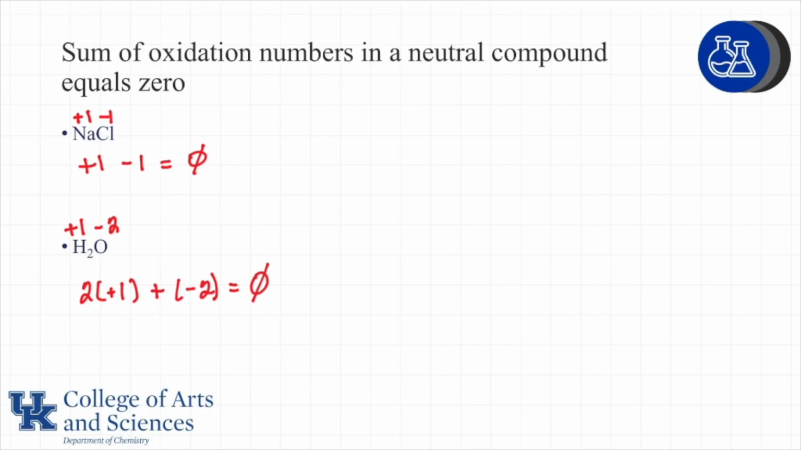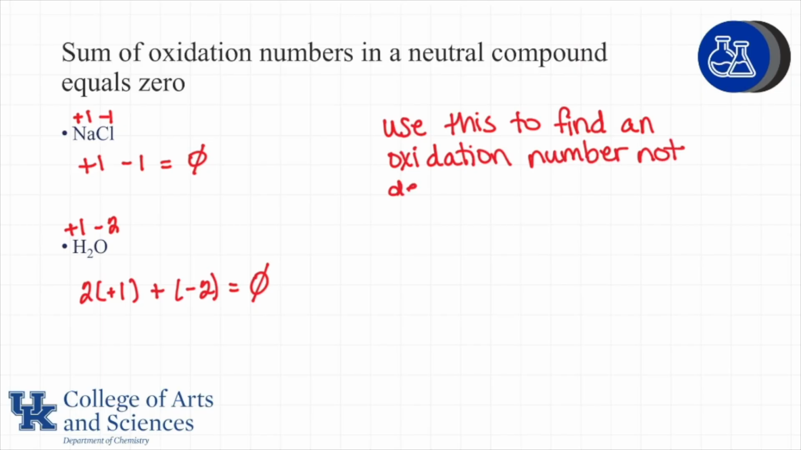Knowing the oxidation number of some of the elements will allow us to find the oxidation number of other elements in the compound that are not determined by the rules.